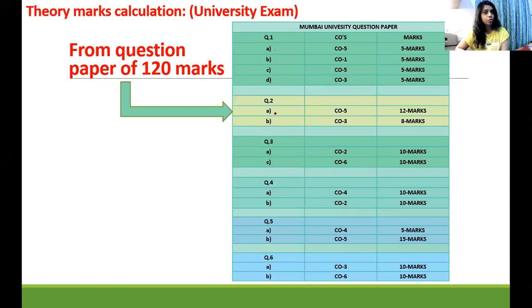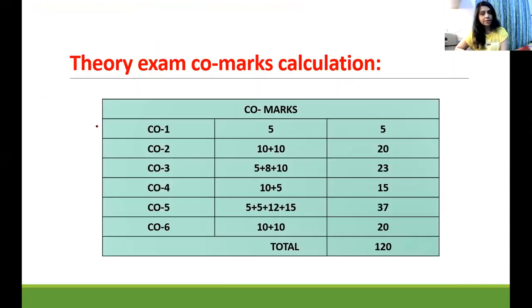Then question number 2A was asked for CO5 and it was for 12 marks. So I have written this. Then question number 2 sub question B asked for CO3 and it was for 8 marks. And similarly complete for all the questions. Verify that this addition should be 120.